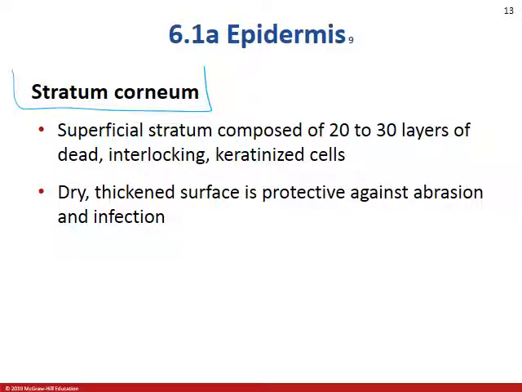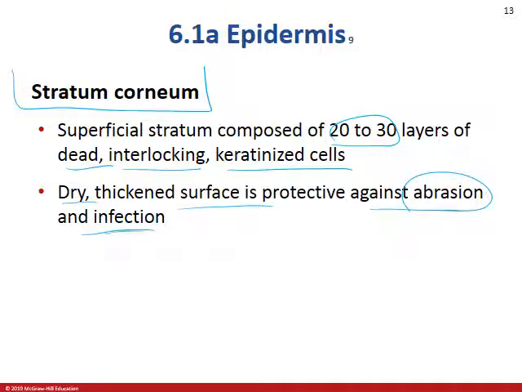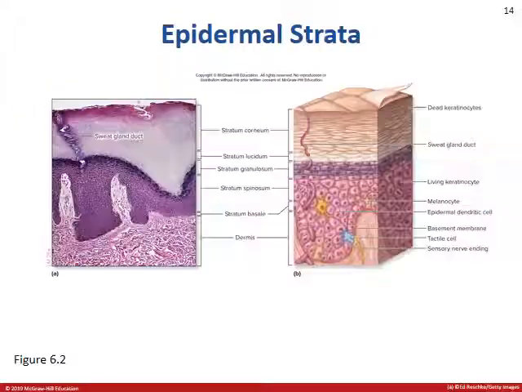The most superficial layer is the stratum corneum. It's going to have many, many layers of interlocking, dead, keratinized cells. So at this point, we're just sacs of keratin, right? This is not a living cell. The dry, thick surface is a protection against abrasion and infection.